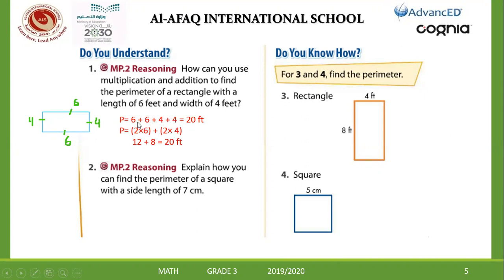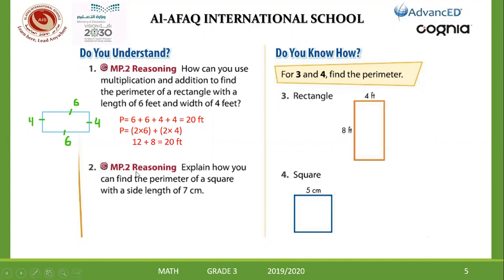You have 6 that is repeated 2 times. So we can replace 6 plus 6 by 2 multiplied by 6, with plus in the middle. Replace 4 plus 4, that is repeated 2 times, by 2 multiplied by 4. Find the answer of the products. First, 2 multiplied by 6 is 12. 2 multiplied by 4 is 8. Combine them together. 12 plus 8 will be 20 feet.